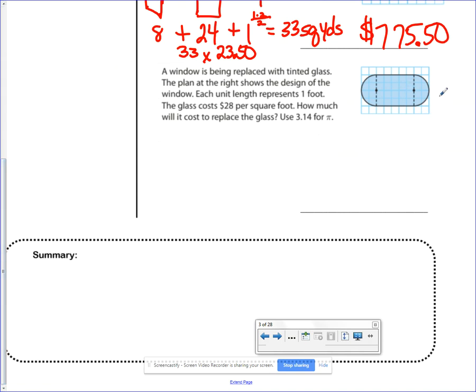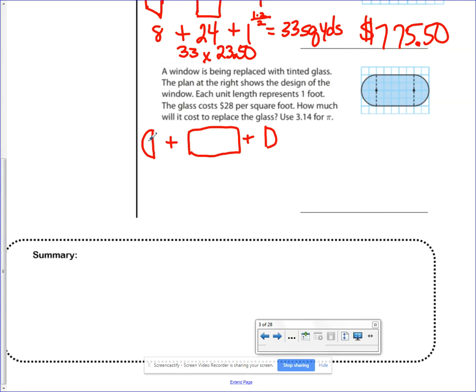All right, this looks to me like a hockey rink. They're saying this is a unique window, okay? And it's going to be replaced with some tinted glass. So the plan at the right shows the design of the window. I'm going to write it as 3 separate chunks. So we have a semicircle here, rectangle in the middle, semicircle here. Each unit length represents 1 foot. The glass costs $28 per square foot, so how much is it going to cost to replace?